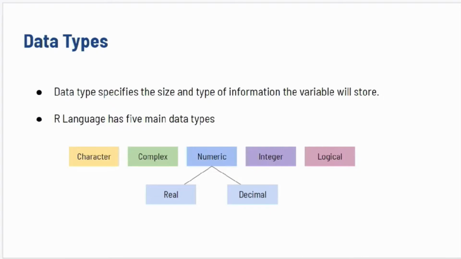Talking about the R language, it has 5 main data types: the character data type, complex, the numeric, which can be either real number or decimal numbers, also known as float, the integer data type, and the logical data type. Let's see each one of them in detail.